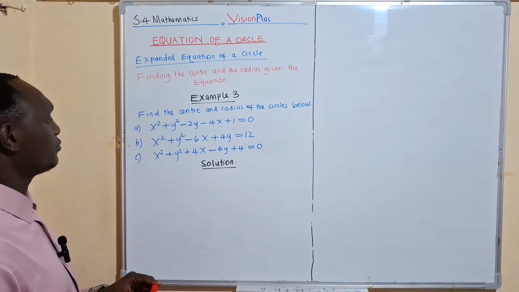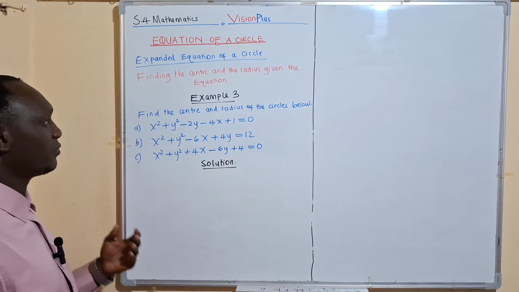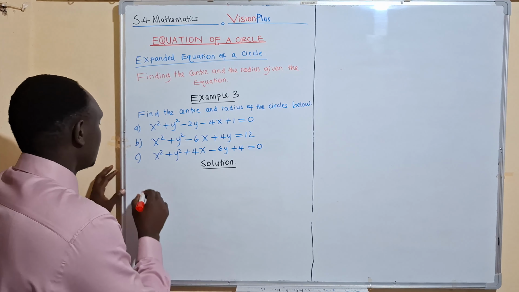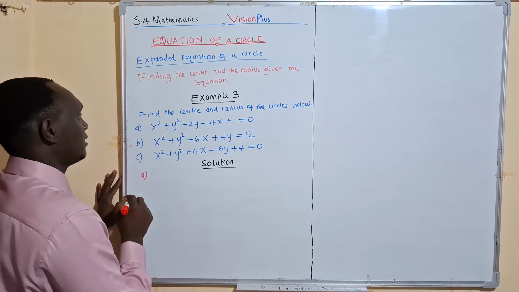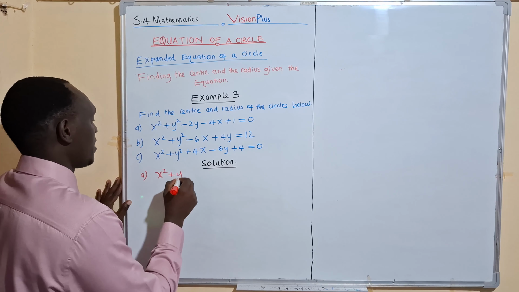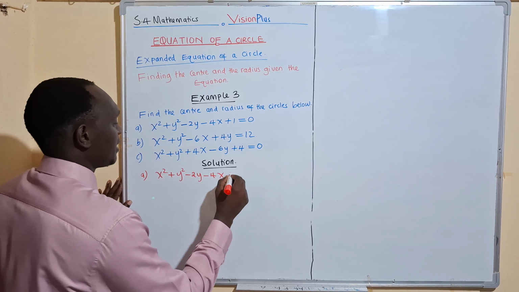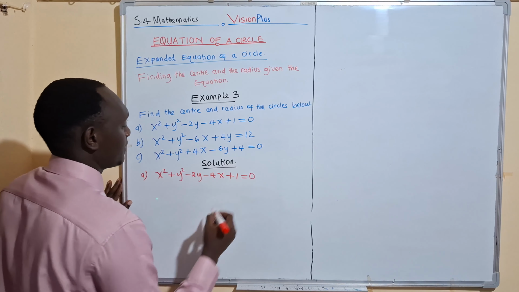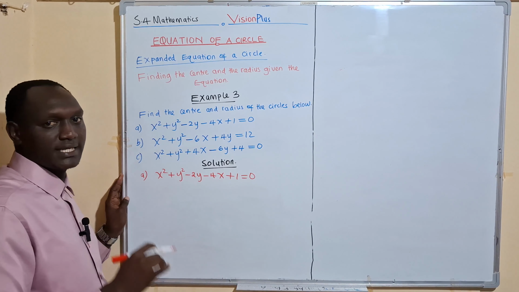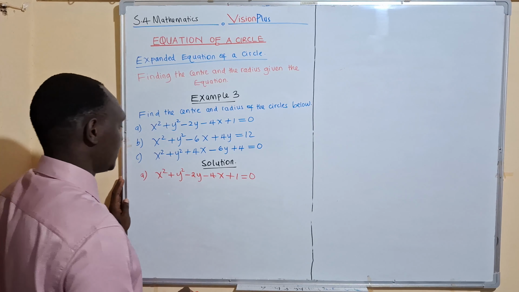Mathematics. We are now doing example 3 and finding the center and the radius when we are given the expanded equation of a circle. Example 3 says that we are given 3 equations. The first one is x squared plus y squared minus 2y minus 4x plus 1 equals 0. So we need to find the center and the radius of the circle.